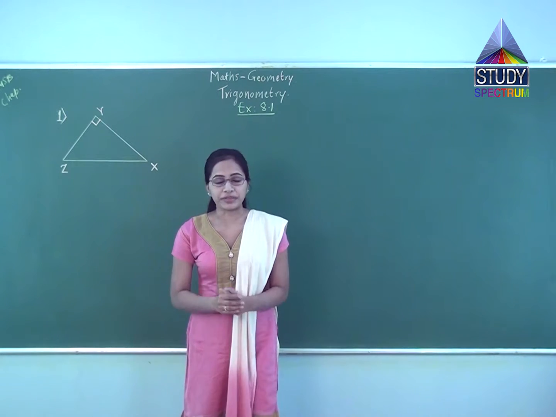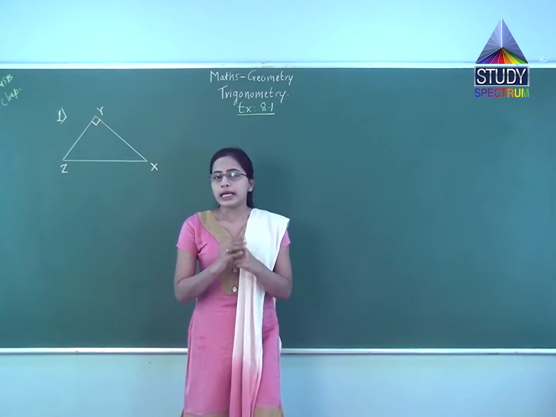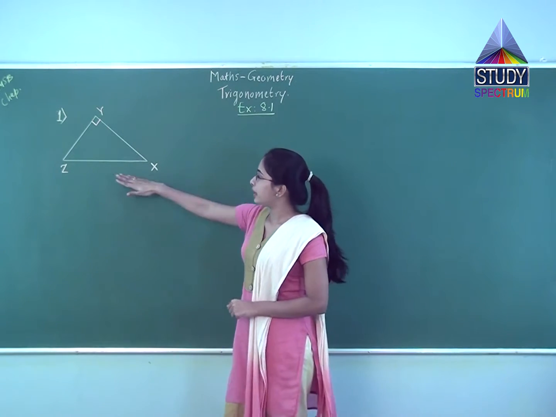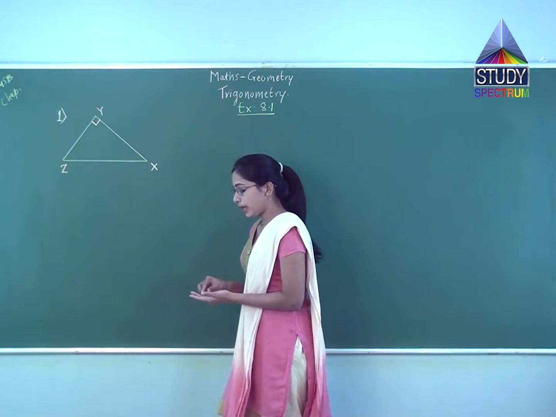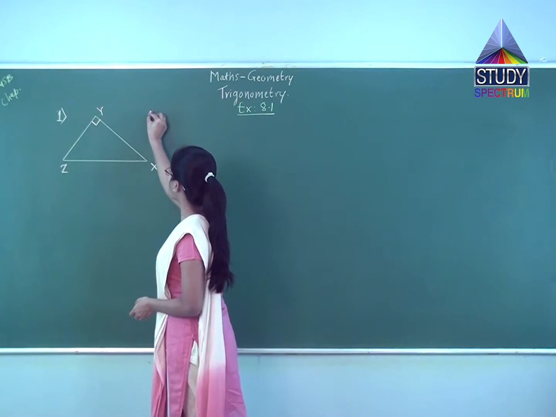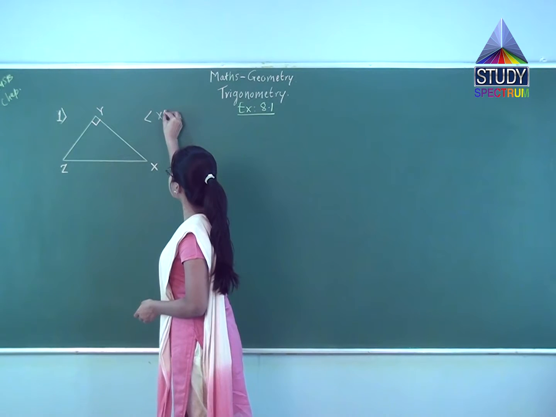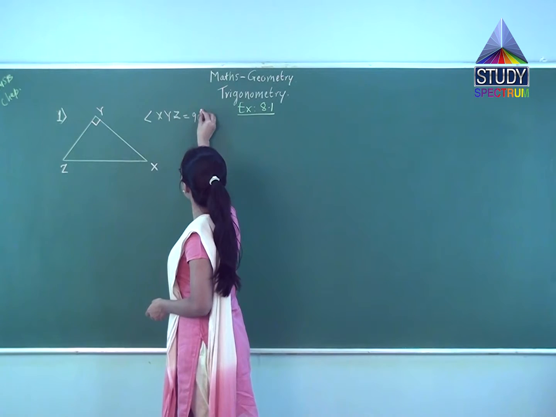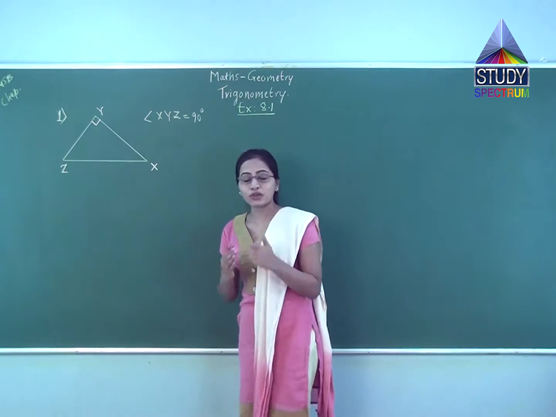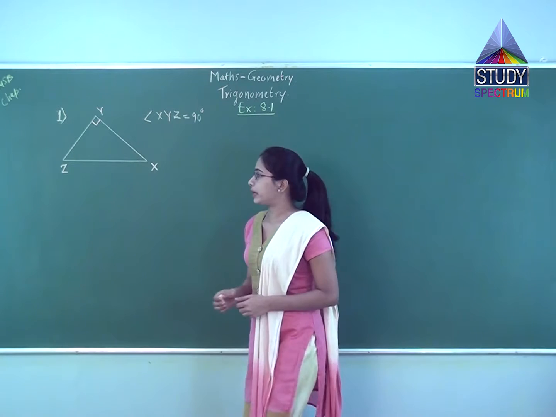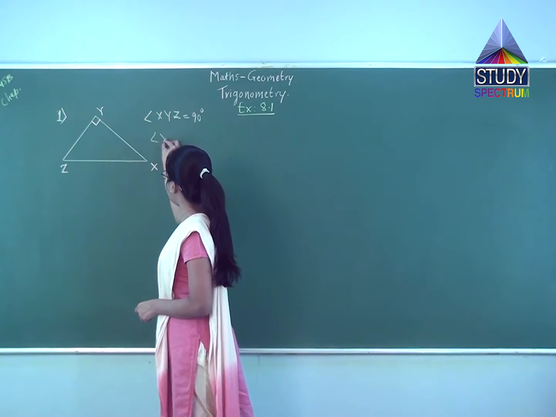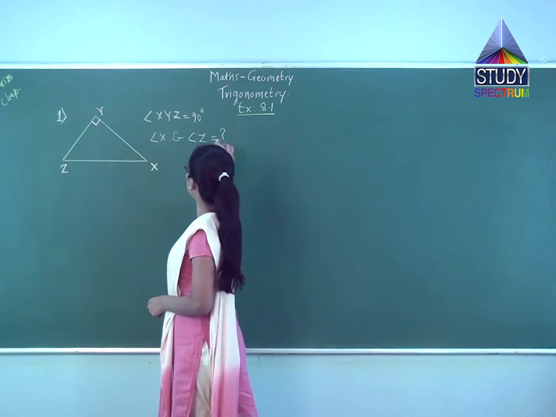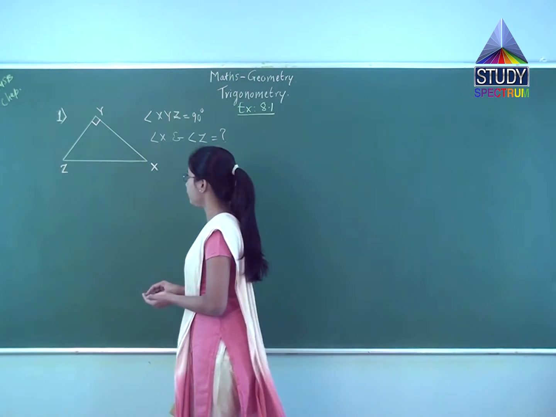Exercise number 8.1, first exercise of your chapter. Here, first question, we have been given one figure, right angle triangle XYZ, and the given information is that the measure of angle XYZ is equal to 90 degrees. And we have to find all the trigonometric ratios of angle X and angle Z. So let's see how to solve.